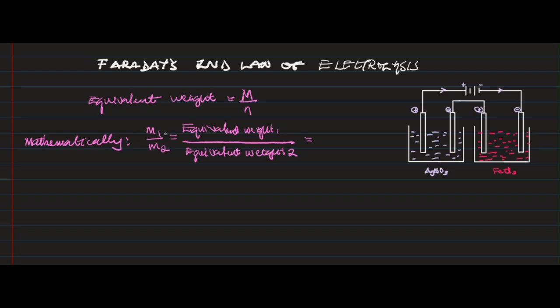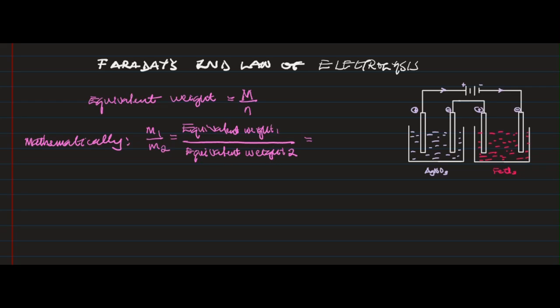Mathematically, we're saying that the mass of the substance deposited in the first electrolysis, divided by the mass of the substance deposited in the second electrolysis, for example M1 can be the mass of silver deposited and M2 the mass of iron deposited, is equal to the equivalent weight of the first substance deposited divided by the equivalent weight of the second substance deposited.